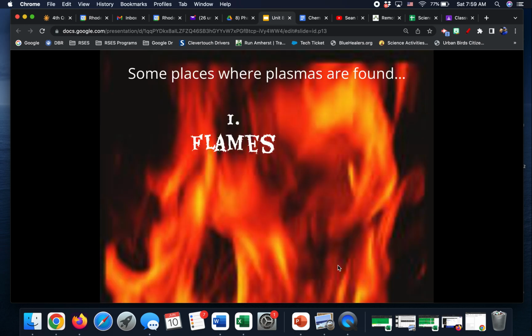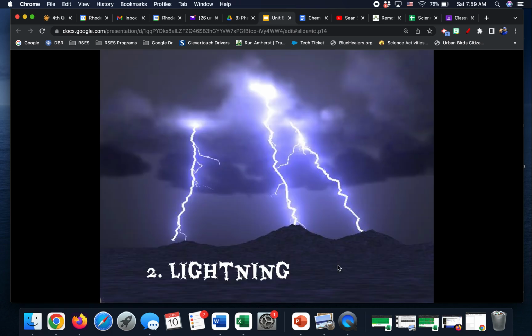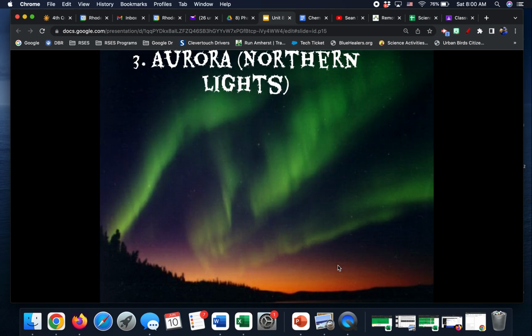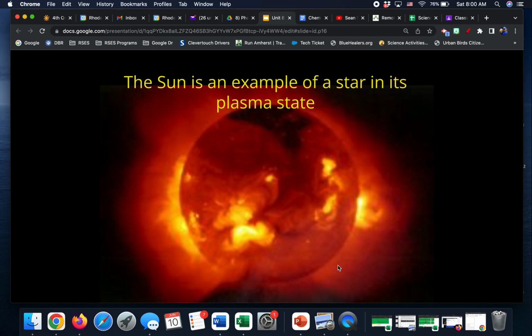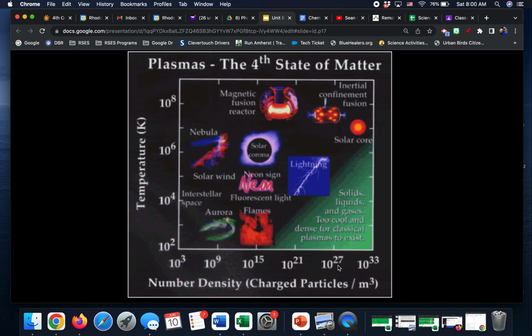Where do you see plasma, since it's a term not a lot of you have known? Flames have plasma. Not all flames, but flames that reach those temperatures. Lightning's a good example on Earth where you're going to see plasma. The aurora borealis, the northern lights. Alaska, Canada, you can see those nicely. And again, stars like the sun, and this is why the most common state of matter in the universe, not on Earth, but in the universe, is plasma.